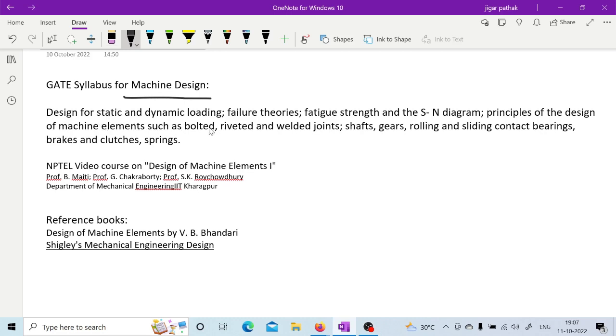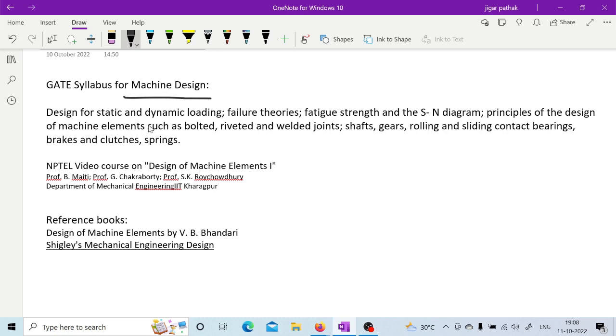That is design for static and dynamic loading, then failure theories, then fatigue strength and the SN diagram. Then principles of the design of machine elements such as bolted, riveted and welded joints, then shafts, gears, rolling and sliding contact bearings, brakes and clutches and springs. So basically these are all machine elements, so design of all these machine elements, and apart from that design for static and dynamic loading. So this is how we will see next.